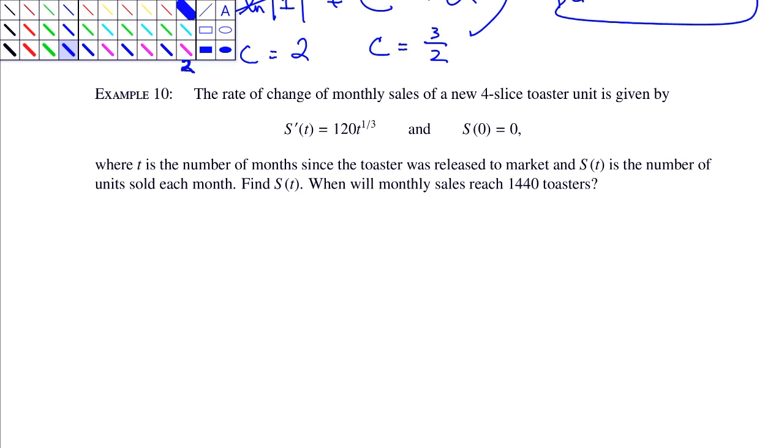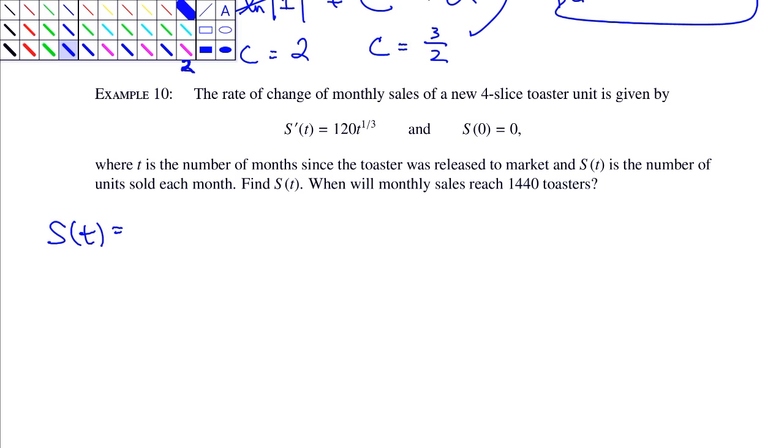All right. Example 10. The rate of change of monthly sales of a new spectacular 4-slice toaster unit is given by s prime of t is equal to 120 t to the 1/3 power. And of course, s of 0 is 0. Where t is the number of months since the toaster was released to market, and s of t is the number of units sold each month. Find s of t. When will monthly sales reach 1440 toasters?